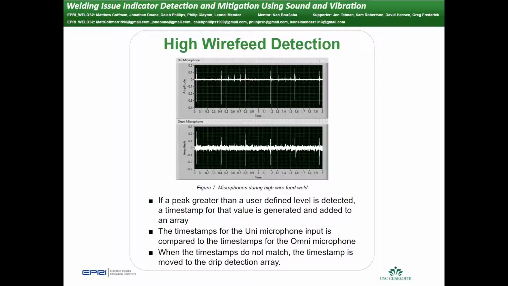This image shows the microphones during a high weld. If a peak is greater than a user-defined level, a timestamp for that value is generated. The timestamps for the Uni-mic input is compared to the Omni-mic input, and when they do not match, the timestamp is determined as a drip.